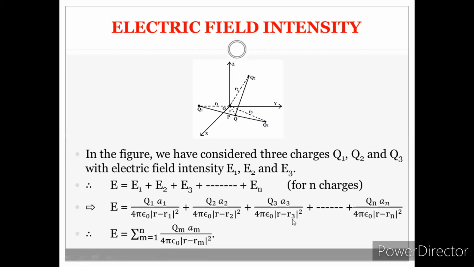Now when we take the common parameter, m varies from 1, because this is the minimum, and the highest value is N. So E is equal to the summation of m equal to 1 to N of Qm into Am divided by 4 pi epsilon naught R minus Rm square. So this is the effect of a large number of charges on that particular charge. So this gives the net electric field intensity exerted on that particular charge due to N number of charges coming to it.